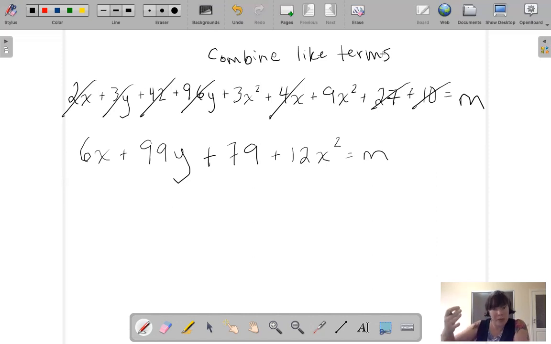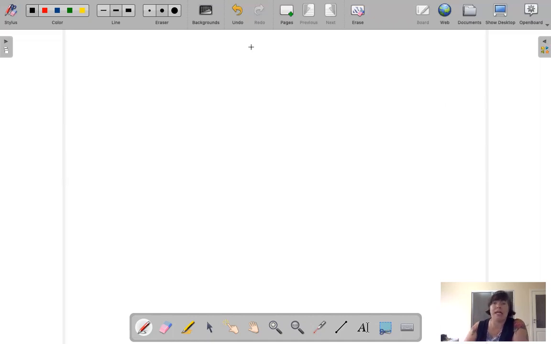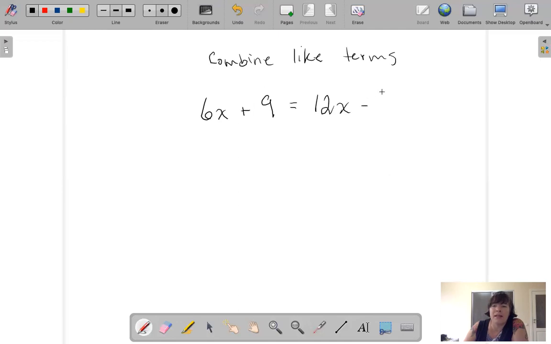Now I'm going to bump it up a notch. I'm going to give you crazy equations with variables on both sides. Combine like terms. Let's do 6x plus 9 equals 12x minus 4. What?